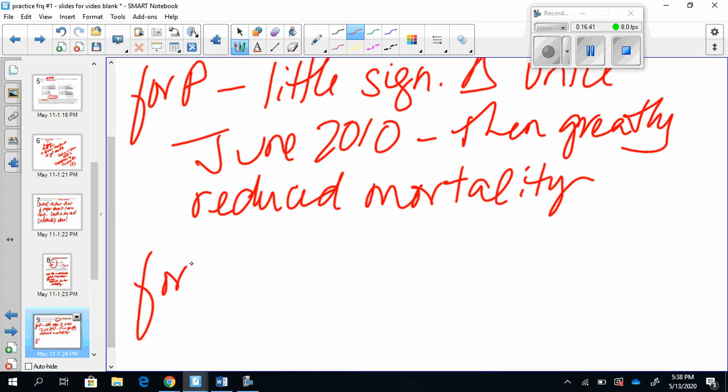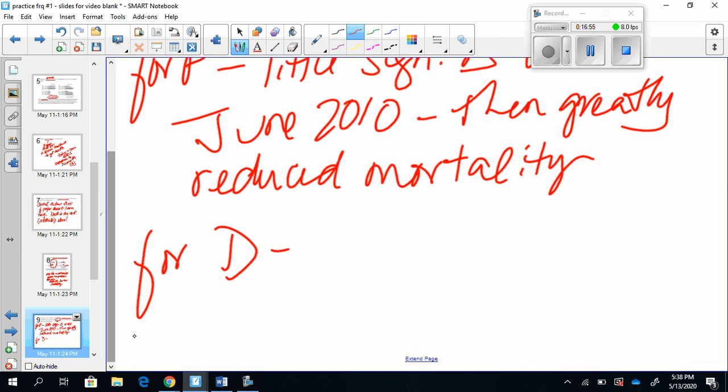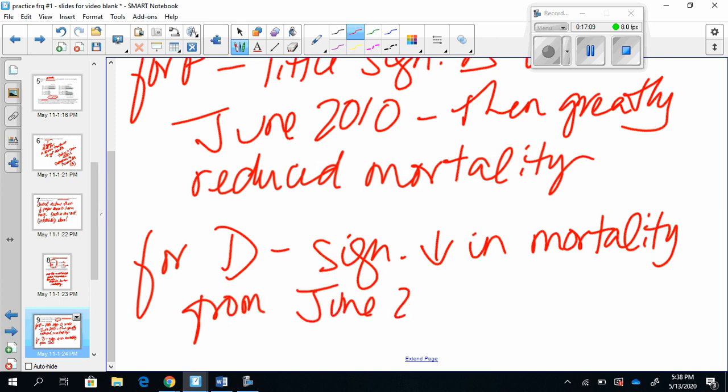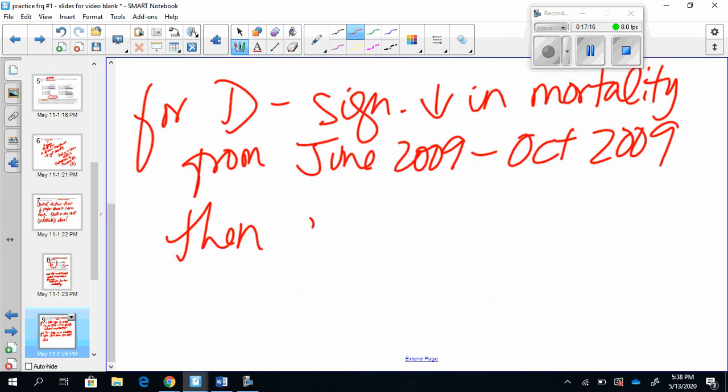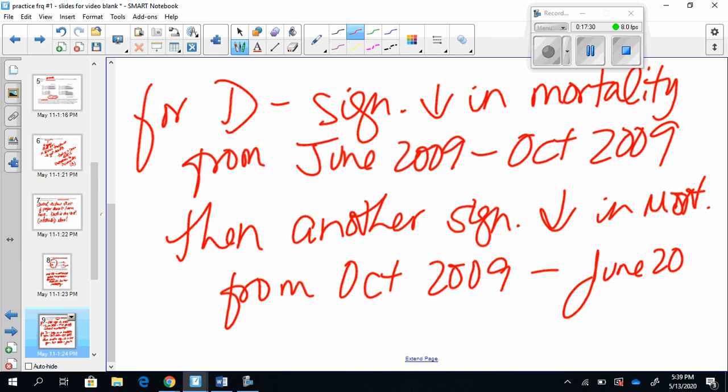All right, for the D insecticide, which I would obviously write out the name, but let's look at this one. There is a decrease here and a decrease here. So there's a significant decrease in mortality from June 2009 to October 2009. And then another significant decrease in mortality from October 2009 to June 2010.